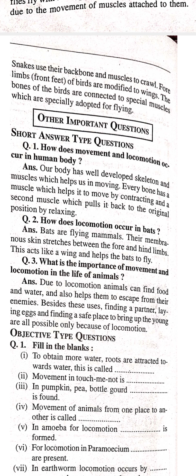The next one is, what is the importance of movement and locomotion in the life of animals? Children, without movement and locomotion, life is not actually possible. Due to locomotion, animals can find food and water, and it also helps them to escape from their enemies. Besides these uses, finding a partner, laying eggs, and finding a safe place to bring up the young ones are all possible because of locomotion.